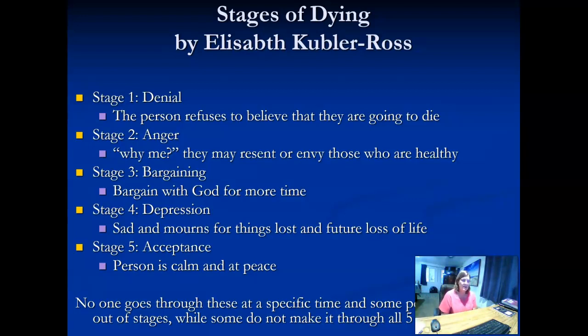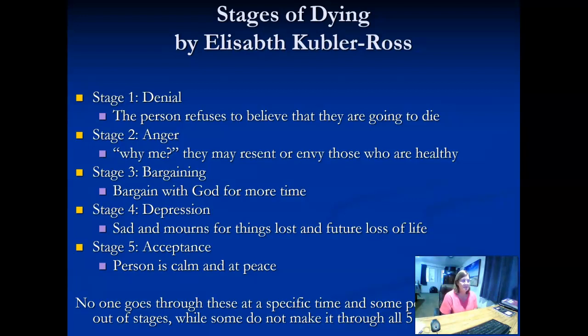Then stage 2 is anger. Why me? I'm a good person. I go to church. I donate in the community. Why me? Why not that person who's not very nice? So they get angry. Then comes stage 3, which is bargaining, and it's, God, if you just let me live a little bit longer so I can see my child get married, I'll be a really good person, I'll take care of things, I'll donate more, just let me live long enough to see this event. So they start bargaining for more time.